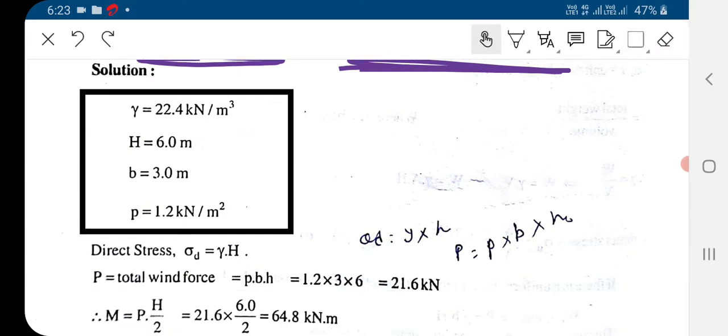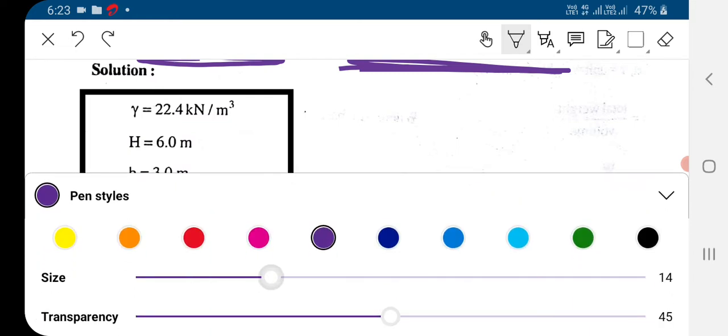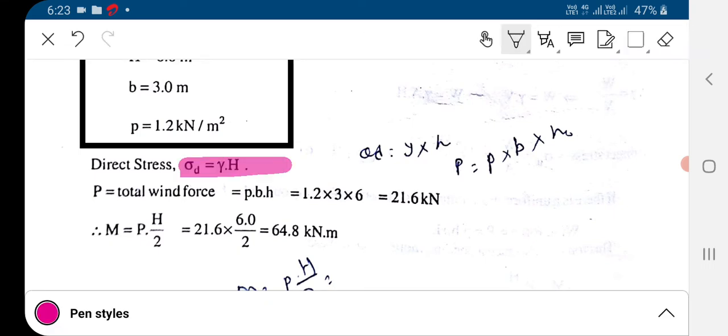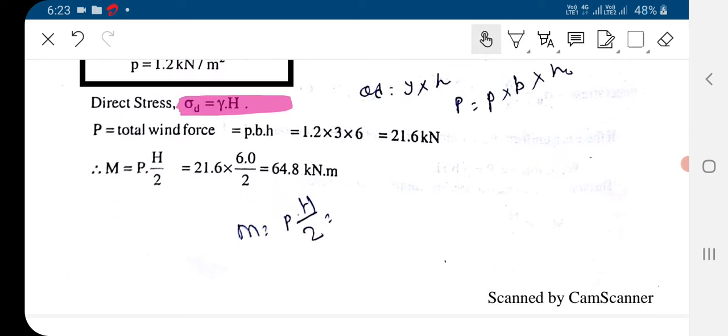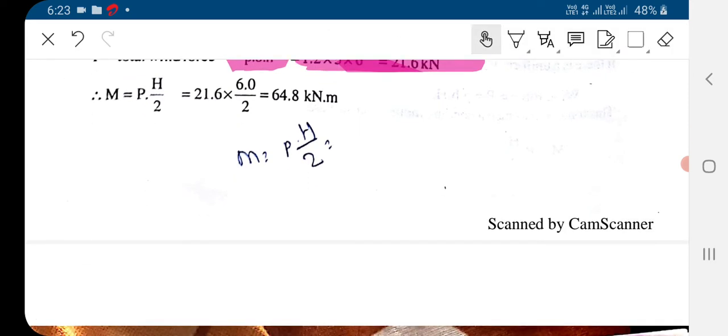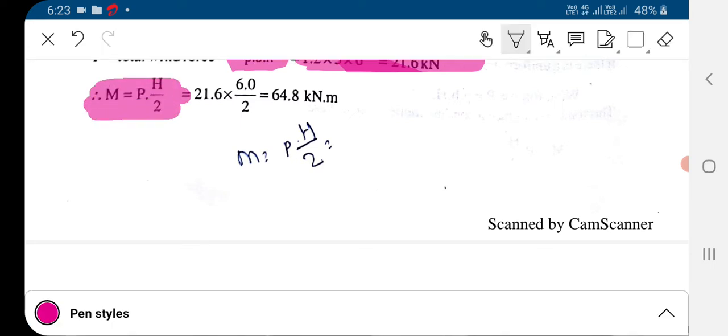Now let's see. Okay, so first we'll compute the direct stress. The direct stress equation we have derived, that is gamma into H. Gamma we know, H we know, so we can easily compute the direct stress. Second, for bending stress we have to compute the moment. For that purpose we have to compute the force, that is P into B into H. Intensity is given to us as 1.2, B over which this wind pressure is acting is 3 meter and height is 6 meter. So we can easily get the total wind force. Based on this total wind force we can compute the moment, which comes out as 64.8 kilonewton meter.